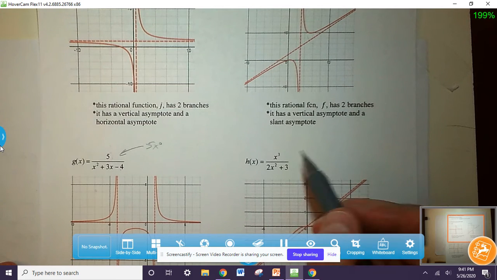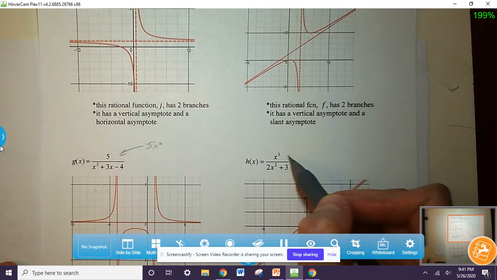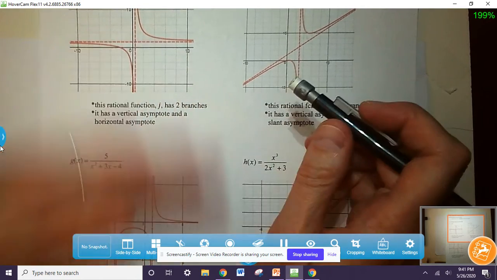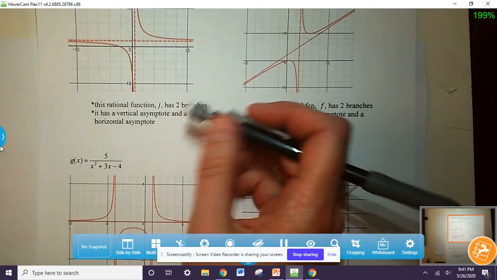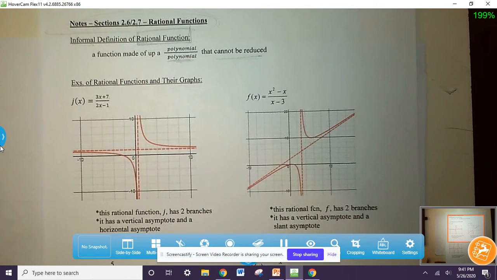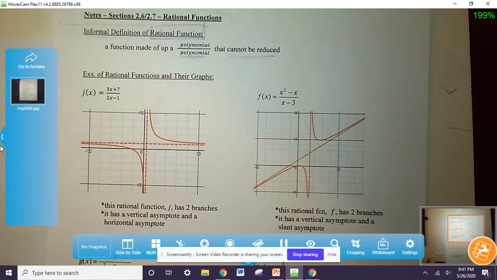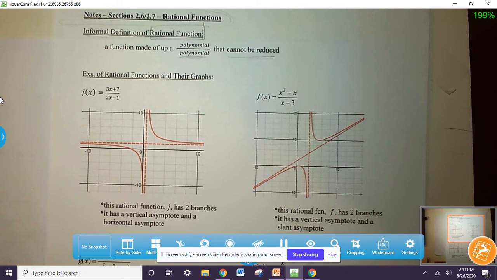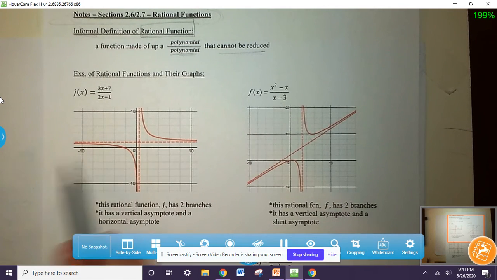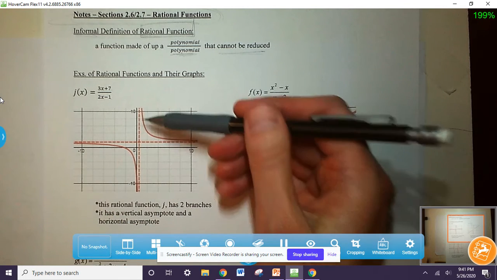And then this is also a rational function because we have a polynomial over a polynomial. And none of these can be reduced. Nothing I'm going to show you in the next couple of days can be reduced, so I won't try to fool you on that at this point in time. Now that we've looked at the equations a little bit, if we look at the graphs of rational functions, what I want you to notice are the asymptotes. That's what rational functions are really well known for. They can have horizontal asymptotes. They can have vertical asymptotes.